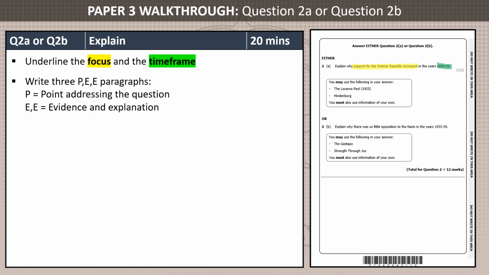Now the structure of our paragraph is going to be very straightforward. We're going to write 3 PEE style paragraphs. Each paragraph will focus on a different reason why support for the Republic increased. Now it would be a good idea to spend a moment thinking about what your 3 reasons are going to be and jotting them down.